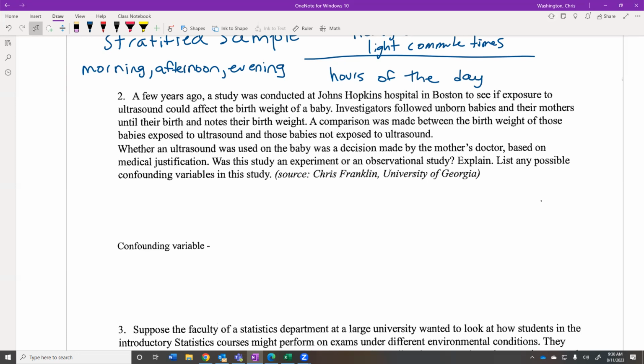So it kind of sounds like an experiment, but the investigators are not putting them into groups. Whether an ultrasound was used on a baby was a decision made by the mother's doctor. So the doctor made the decision. The investigator had no control over that. So the investigator's just looking, just observing, not manipulating anything. Was this study an experiment or observational study? I think we answered that question. Observational study.